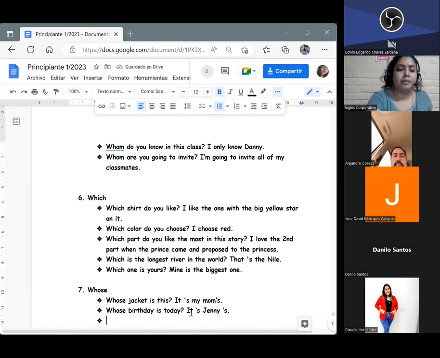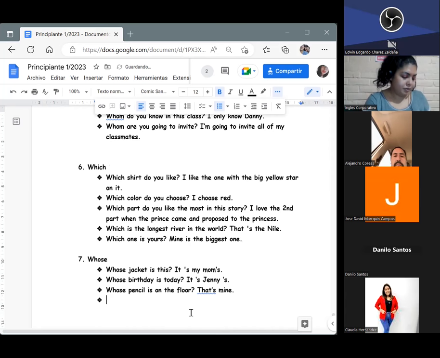Whose pencil is on the floor? That's mine. Ese es mío. Whose team is better? ¿Cuál de los equipos es mejor? Whose team is better? Will's team is much better. El equipo de Will es mucho mejor.